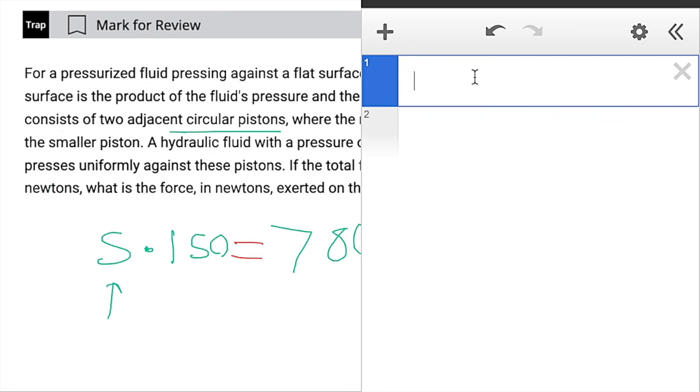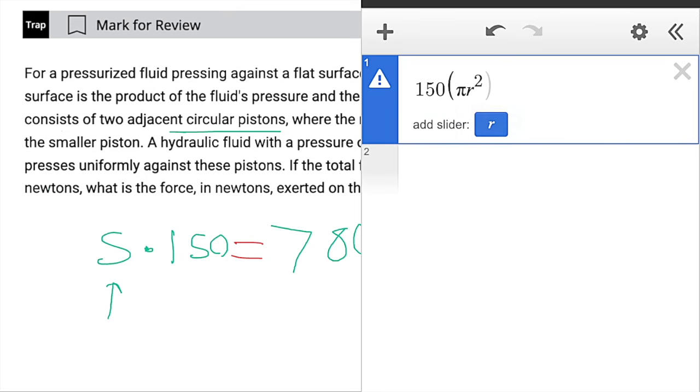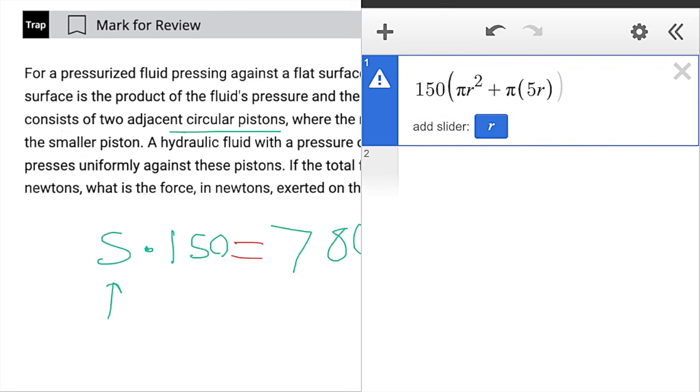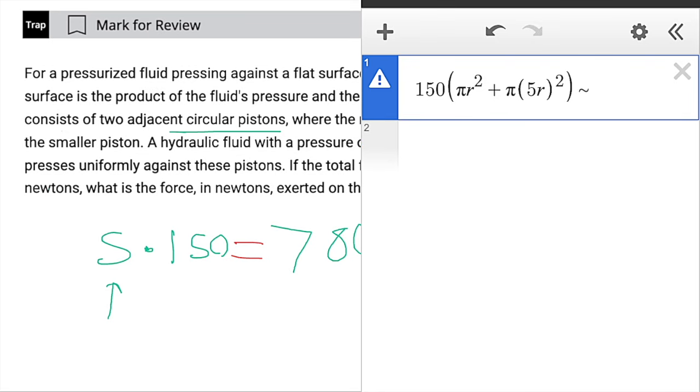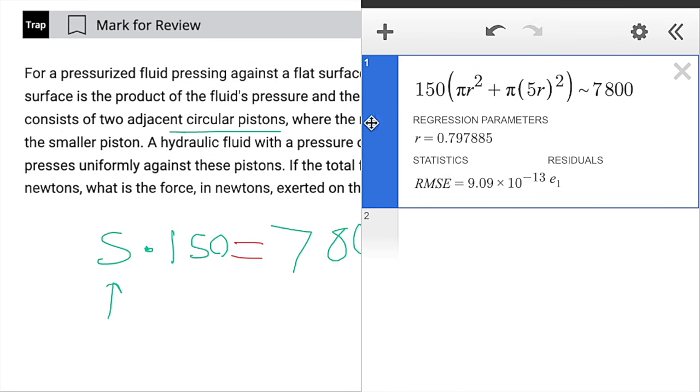Let me just start with our pressure, which is 150. And then remember, to get the surface area of both of these, we're gonna have our pi r squared. I was using X, but we'll just use R since it's actually R. Plus our pi times the 5r squared. And remember, that was all supposed to be equal to, or if you're using Desmos, squiggly equal to 7,800. So now we have a value for r.